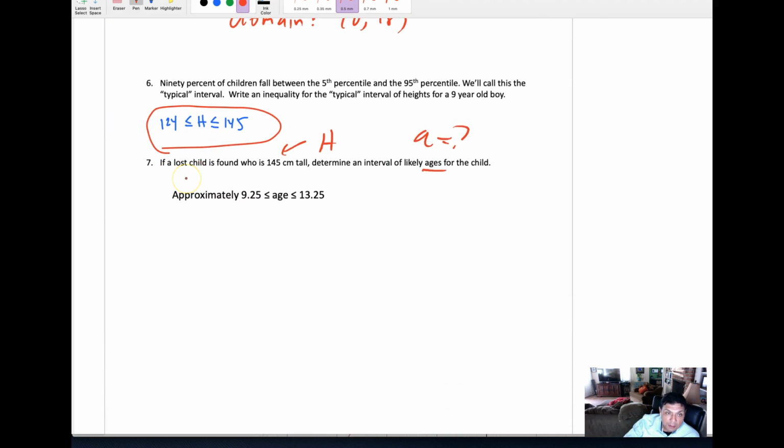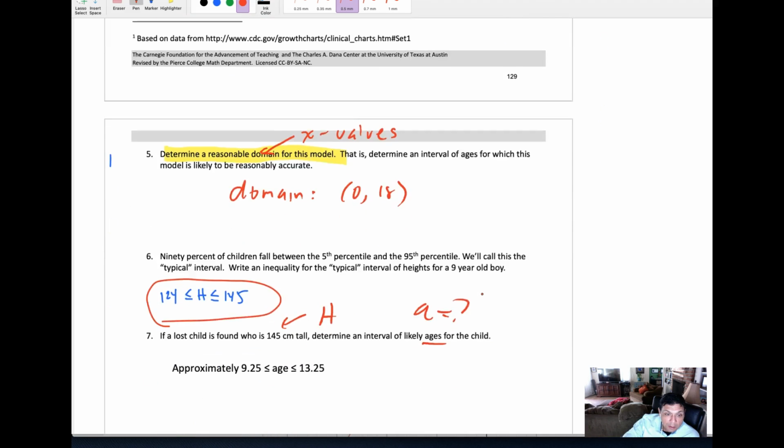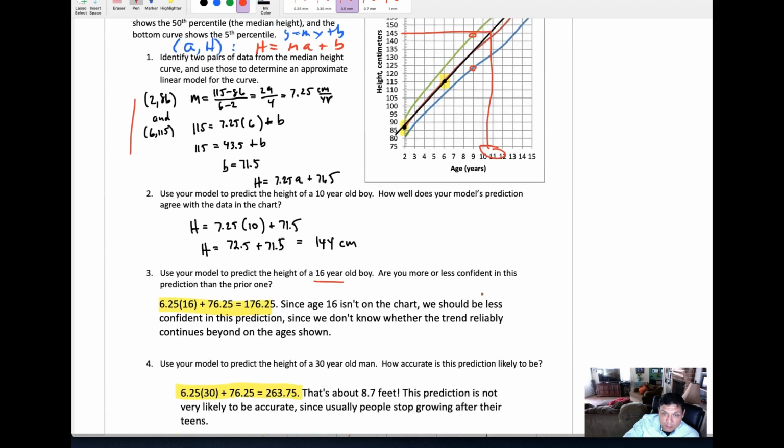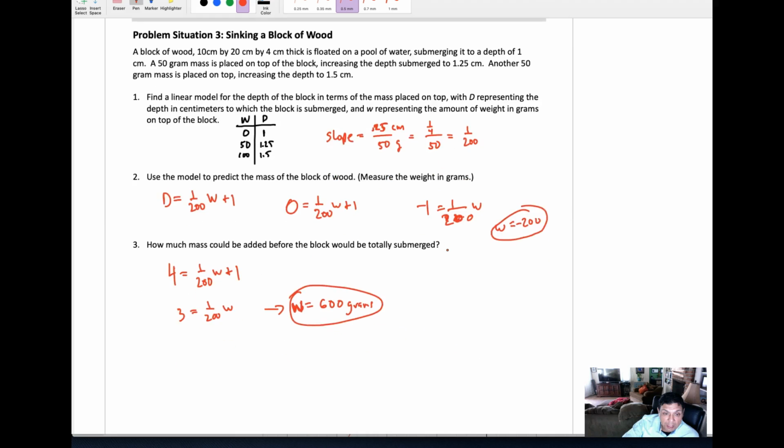And then if a lost child is found 145 centimeters tall, how old would they be? In this case, here's 145. We're guessing somewhere here, somewhere in this age bracket, somewhere between 9 to 13 years old for someone who is that tall, 145 centimeters. Again, you can use your graph to make a prediction like that.